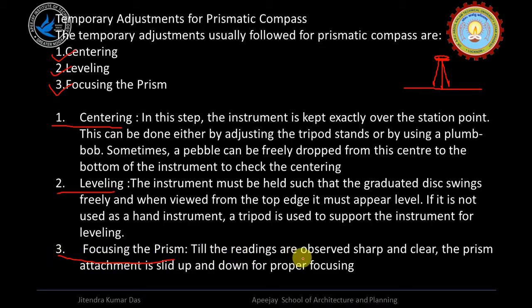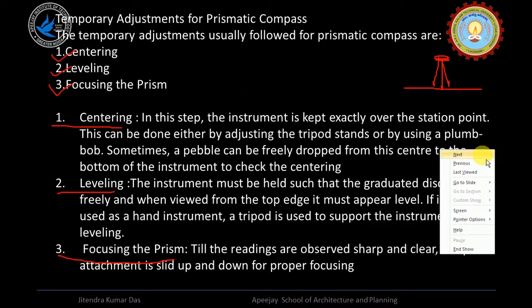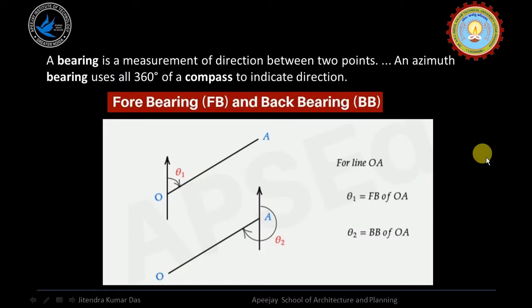And last, focusing the prism. Till the readings are observed sharp and clear, the attached prism is slid up and down for proper focusing. So 3 things we have to do when we start to use the prismatic compass during our prismatic survey.